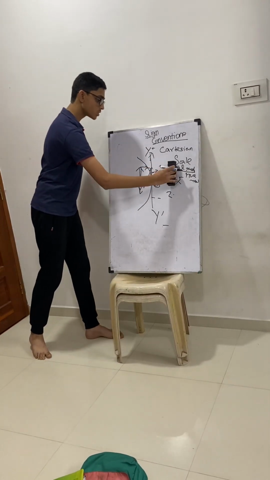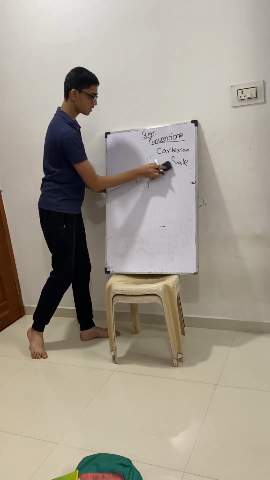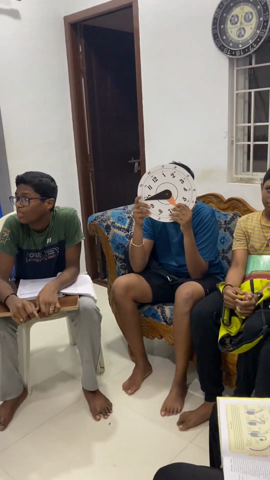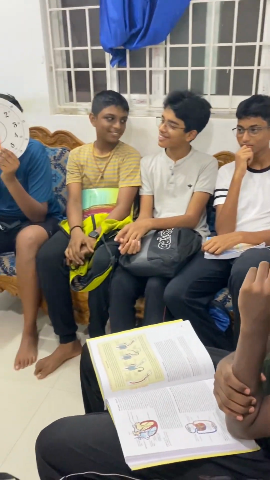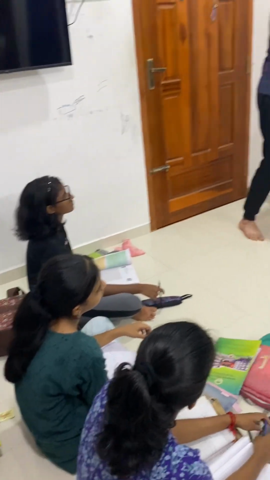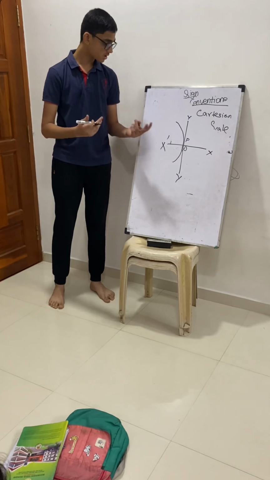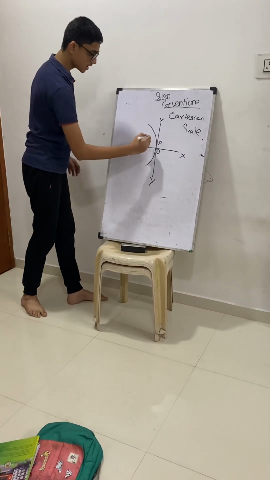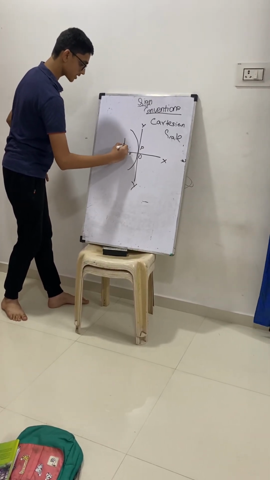Let's see about the virtual and erect images of a concave mirror. As usual, drawing a Cartesian scale: origin, pole, x-axis, y-axis, y dash, x dash. We know that a concave mirror can produce two types of images, real and inverted, and virtual and erect. Let's see the case of virtual and erect. F, C, and my object is right here.